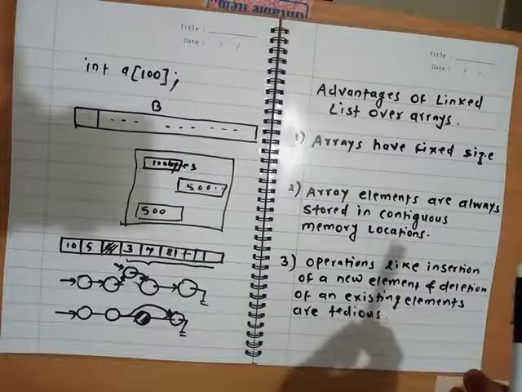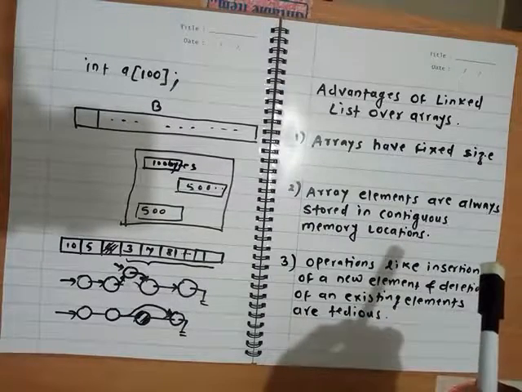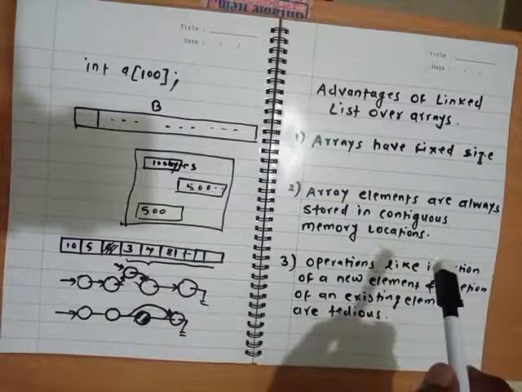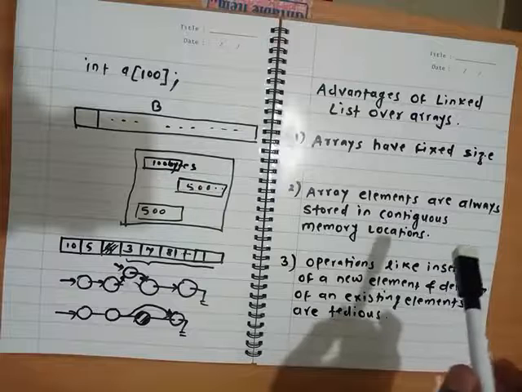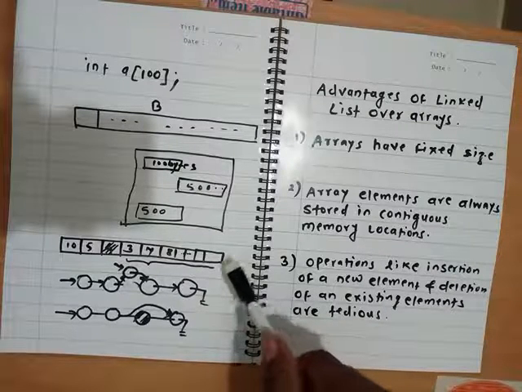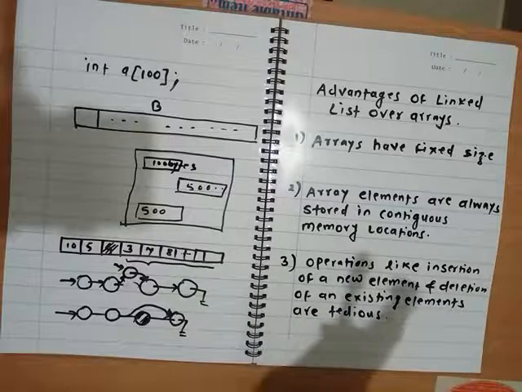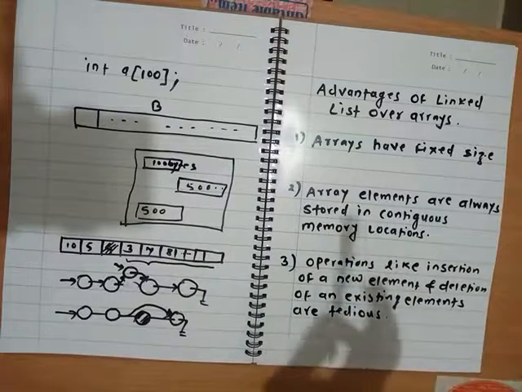So the third advantage is that operations like insertion and deletion are simple in case of linked lists, whereas they are tough in case of arrays, because you need to shift many elements towards left or towards right.